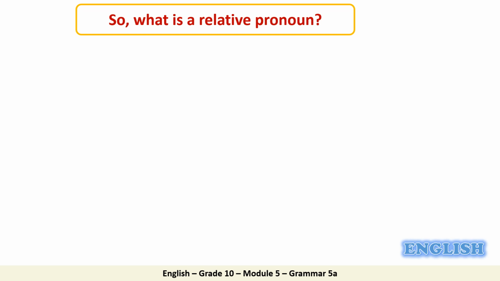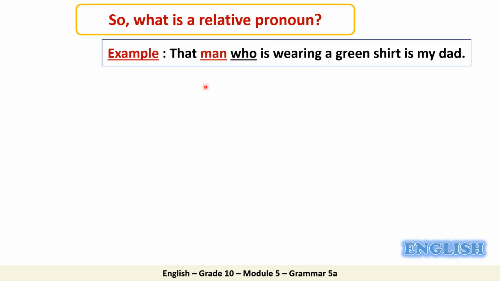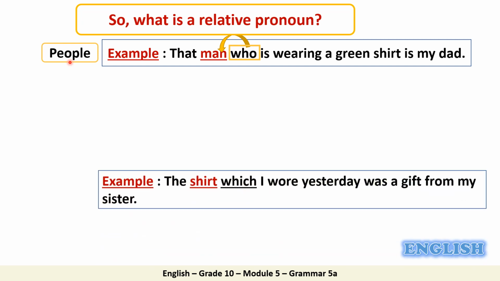Let's check together what a relative pronoun is. The first example: the man who is wearing a green shirt is my dad. We have who. It refers to that man. So when do we use who? Pause and think. We use who to refer to people. Excellent job. Now let's check the next example.